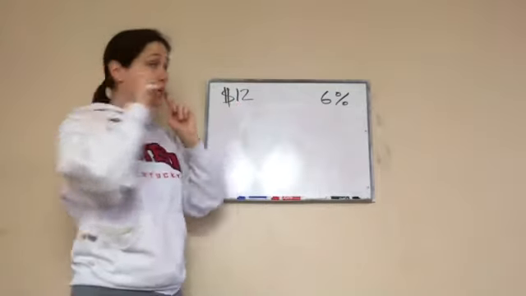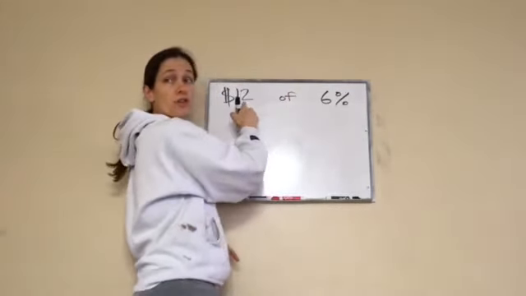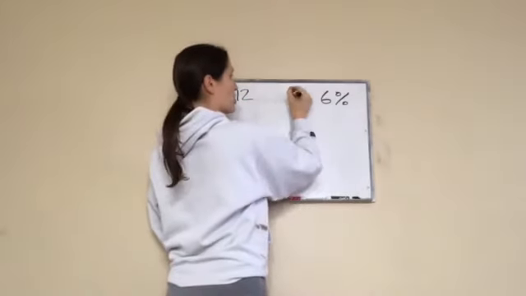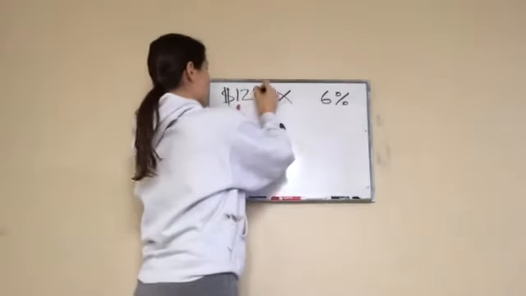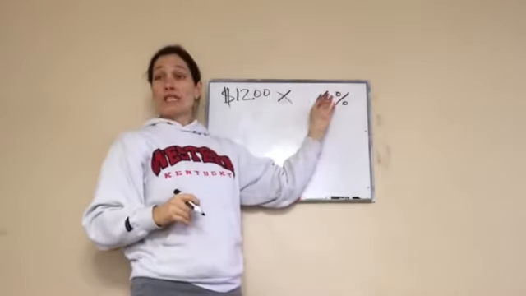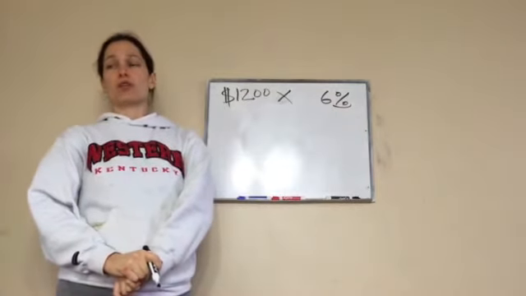So let's find out what 6% of $12 is. Did you hear me? 6% of $12. So what am I going to do? Times. Very good. So 6% times $12. Now I'm going to put 0.00 just to help us out. 6%. Can I leave it as a percent? No. What do I need to do with it?